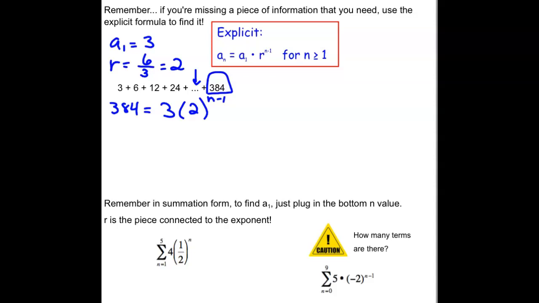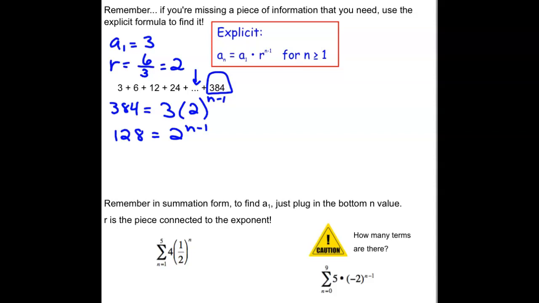All right? So to solve this, we're going to take 384 and divide by 3, which gets us 128. So you do have to divide that 3 out of there. You cannot multiply the 3 and 2 together and say that's just 6 to a power. We have to move that 3 out because it is not being raised to the power. All right, so now we have 128 equals 2 to the n minus 1.